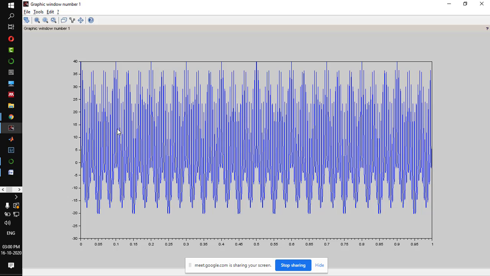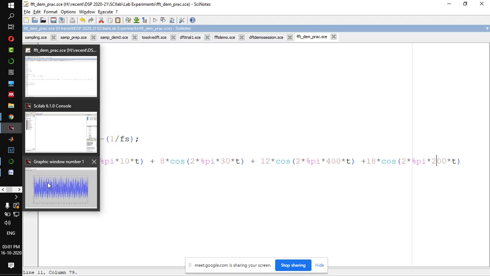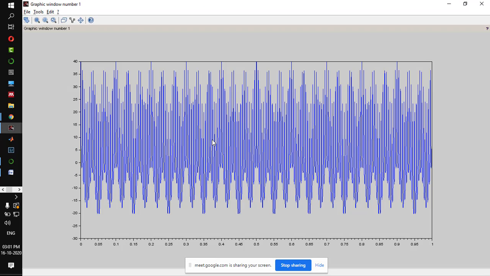Can anybody answer me how many frequency components are there in this signal? You have to answer me because in front of you I have written the code. How many frequency components are there? 3 or 4? So I have 4 frequency components: 100 hertz, 30 hertz, 400 hertz and 200 hertz. So this signal has totally 4 frequency components.